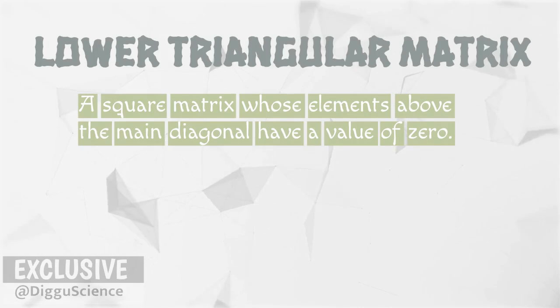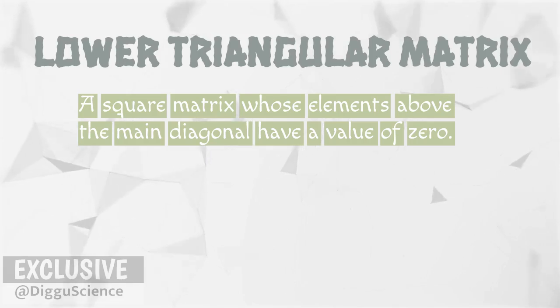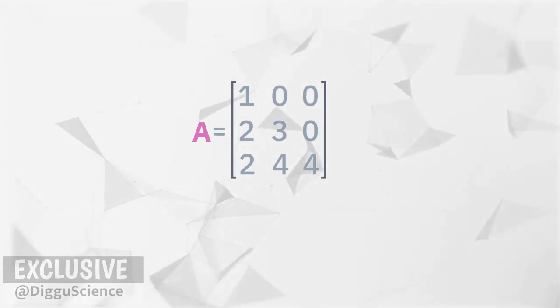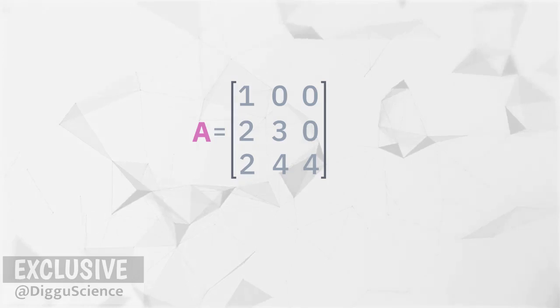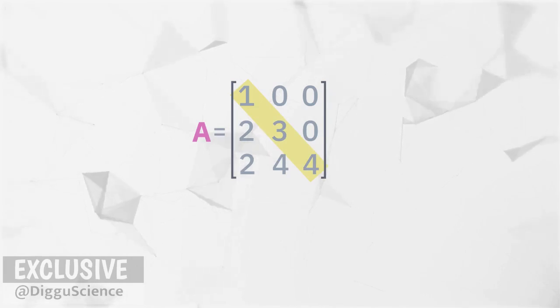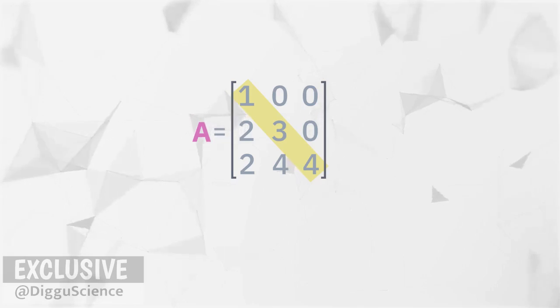A lower triangular matrix is a square matrix whose elements above the main diagonal have a value of 0. For example, matrix A has 9 elements. The 9 matrix elements form a square matrix. In this square there is a main diagonal. To the left of the main diagonal, the matrix elements have certain values.